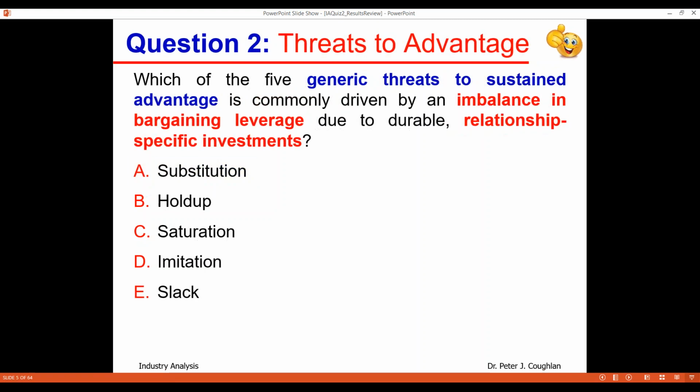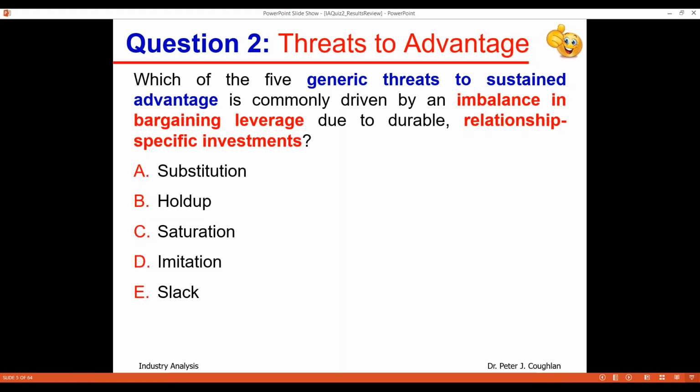Question 2, threats to advantage. Which of the 5 generic threats to sustained advantage is commonly driven by an imbalance in bargaining leverage due to durable relationship-specific investments? Those are the 5 threats: substitution, holdup, saturation, imitation, and slack. Now, the key thing here is which of these threats is driven by an imbalance in bargaining leverage. So this is the threat that has to do with bargaining between parties.